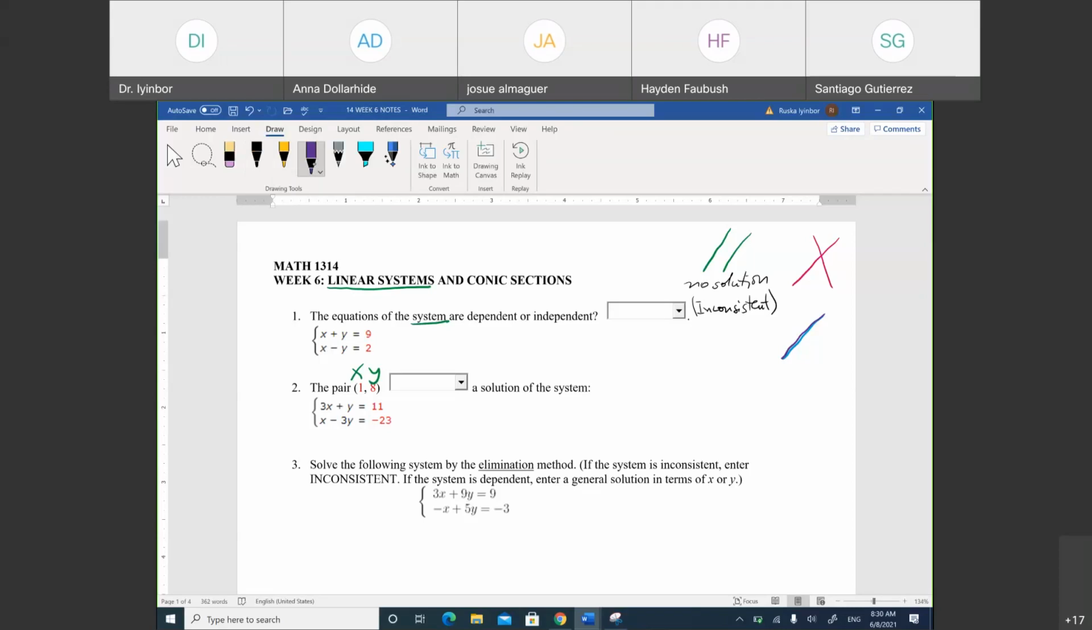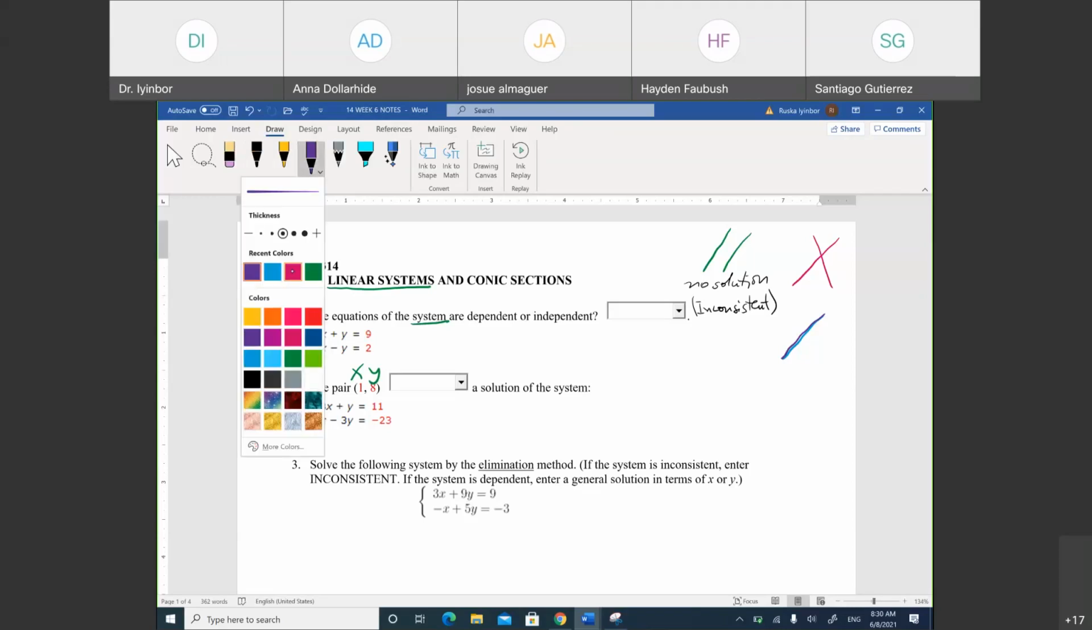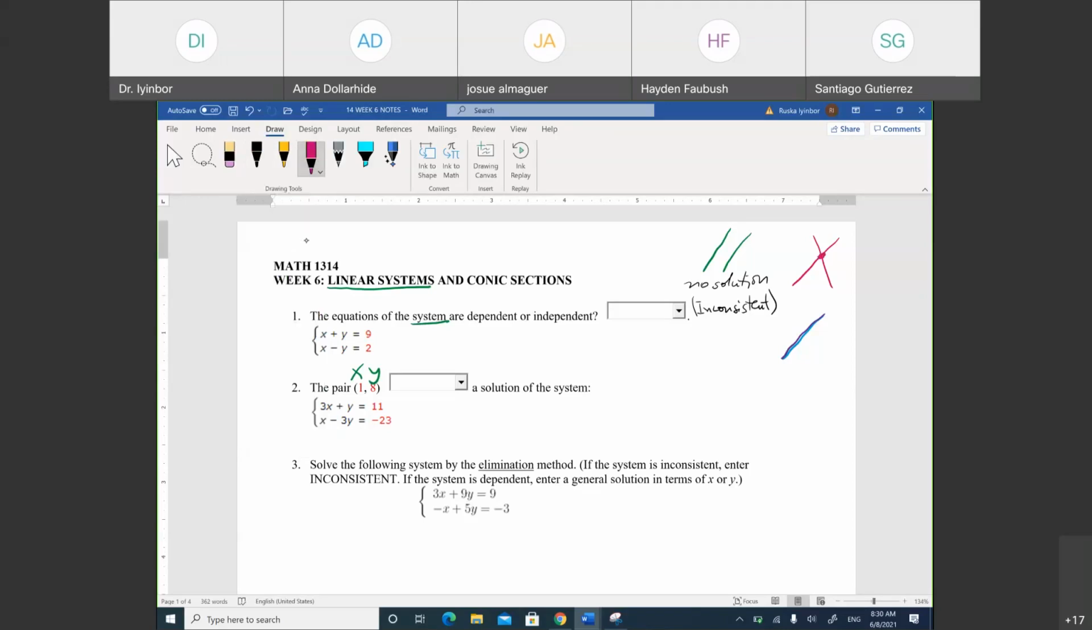Now, what happens if you have two lines which cross each other? Wherever they cross, that's the point of the solution. And the solution is x, comma, y. Always the first number is the number for x, and the second number is the number for y. So that's the common solution, x comma y. That's how you represent the solution.